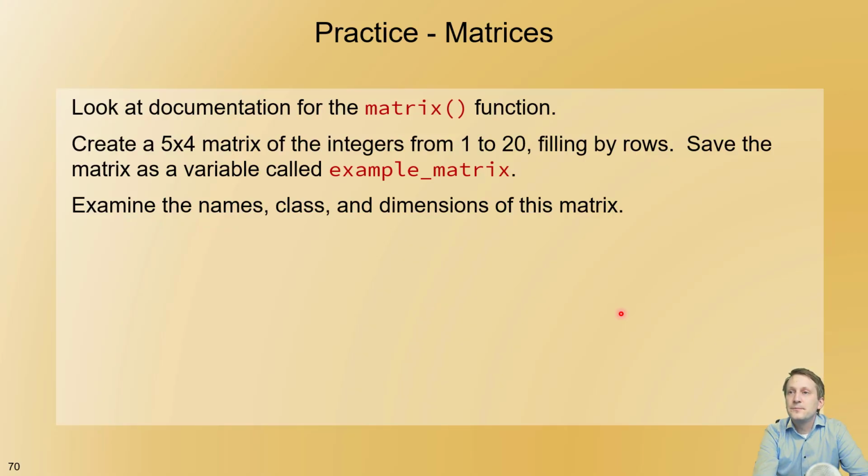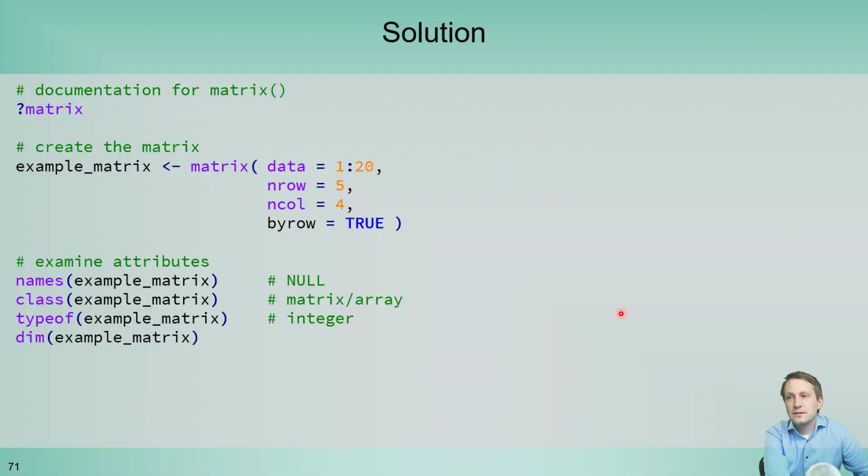So in fact, that's a quick exercise for now. Look at the documentation for the matrix function. Then create a 5x4 matrix containing integers from 1 to 20 and filling it by rows, not by columns. Save that matrix as a variable called example matrix. Then examine the names, class, and dimensions of this matrix. So again, good point to pause the video again and solve that exercise.